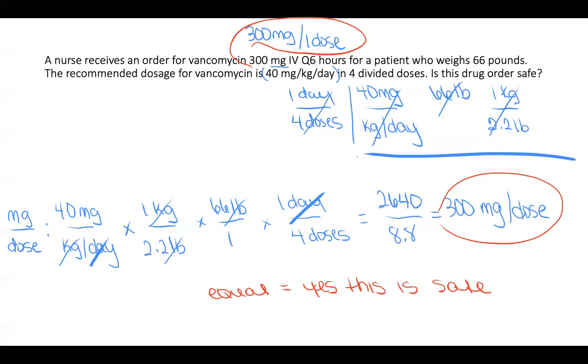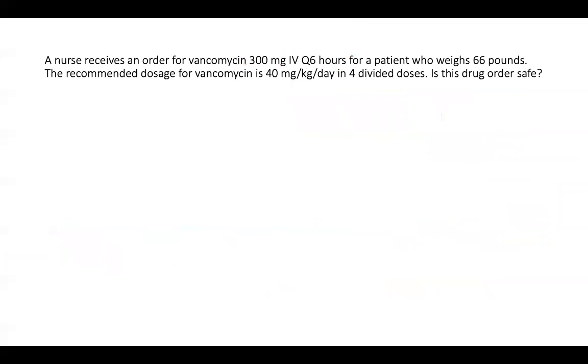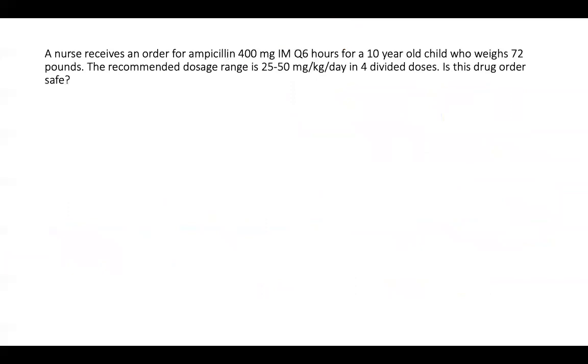All right, so let's look at another one. Remember I told you on the previous slide, sometimes it can be a range. So when it's a dosage range, you're still going to solve it the way we just solved it, but you're just going to solve it twice. Okay? So what do I mean by that? Well, let's look at this order and then I'll explain it.